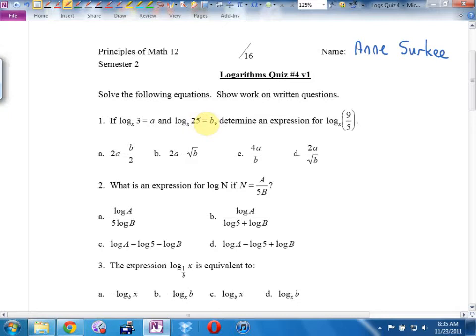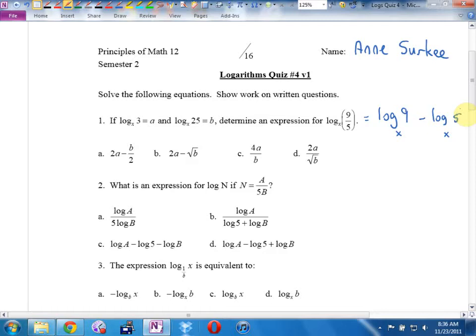I said one more thing. Mr. Dueck says, if they give you a bunch of logs, try and combine them. If they give you one log, try and break it up. They gave me one log, so I'm going to try and break it up. So I wrote it like this: log base x of 9 minus log base x of 5. Why minus? Because dividing inside log is the same as subtracting outside log.